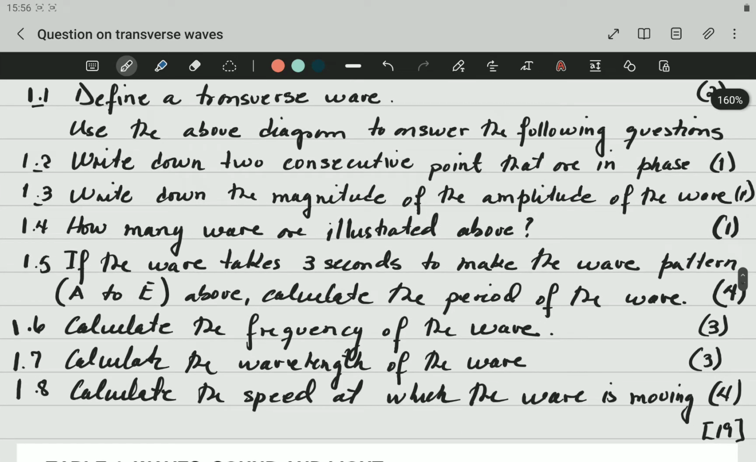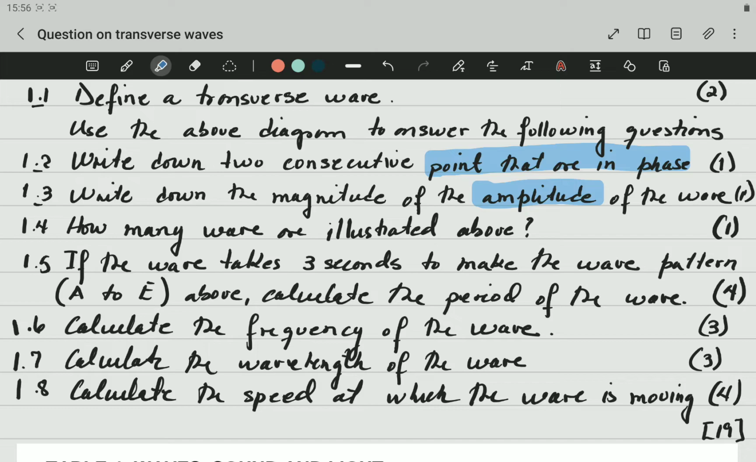Write down two consecutive points that are in phase. So we are going to be looking at points that are in phase. 1.3, write down the magnitude of the amplitude. We're going to record what an amplitude is. 1.4, how many waves are illustrated above.